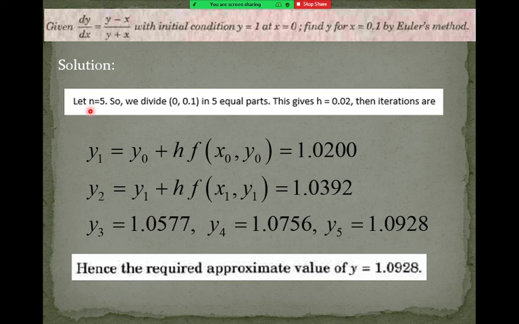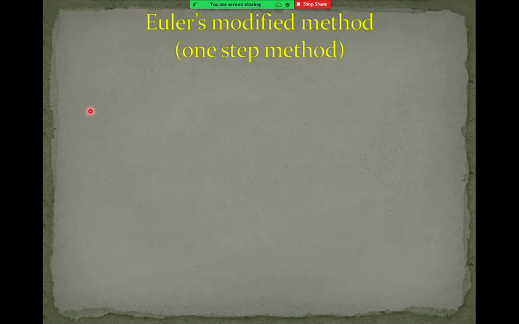No doubt? Okay, good. So the next method is Euler's modified method. This is a one-step method. One-step method means the number of iterations will be only one. So n is always 1 here.